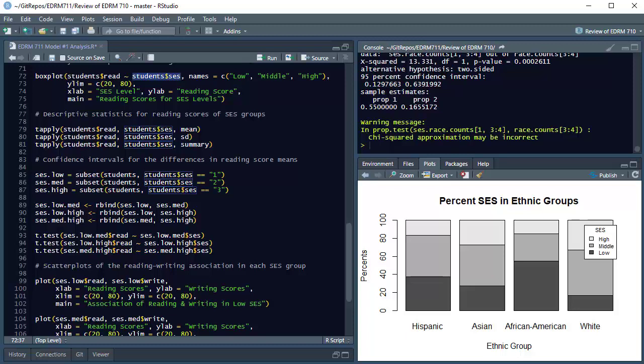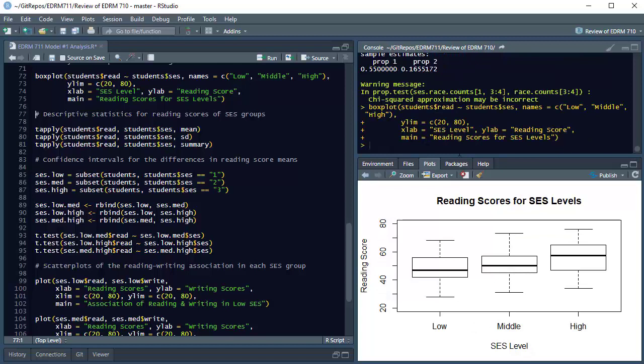And then I have the names of the different SES groups. How did I know to make my Y limit 20 to 80? What I do typically is I run boxplot without this, and then I determine what would be a good range for my Y-axis afterwards. So let me go ahead and run this boxplot command. There we see it. And it shows us very graphically that higher SES leads to, at least for most students, not for all because there's a lot of overlap, but for most students, higher SES is associated with higher reading scores. I want to get the 5-number summaries, the means, and the standard deviations for each of these SES groups.